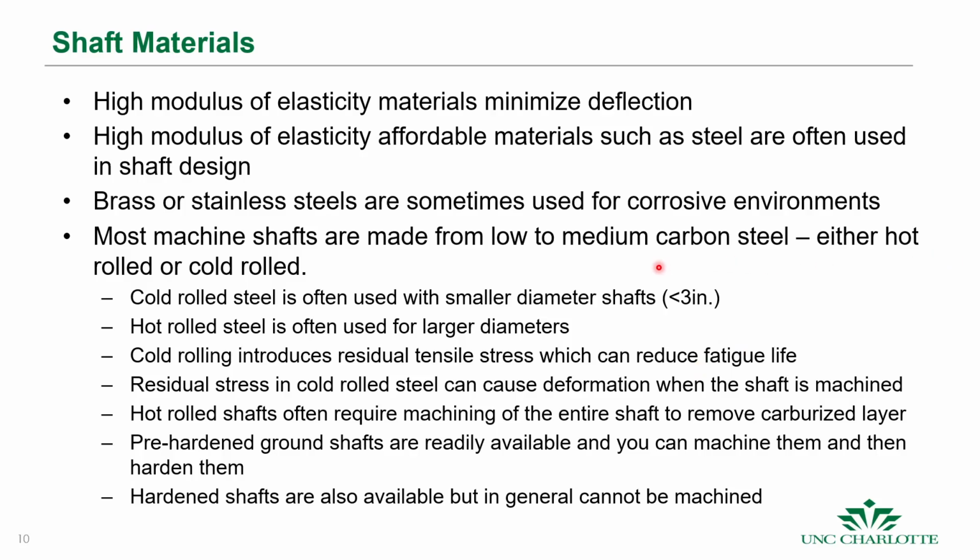So what materials do we want to use for shafts? In general, we want very high modulus of elasticity materials. Okay, that makes them stiffer. So for the same load, if you have a higher Young's modulus, then you have less deflection. Okay, so if we want the shaft to be as rigid as possible, we in general want a high modulus of elasticity.